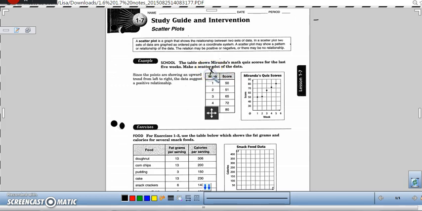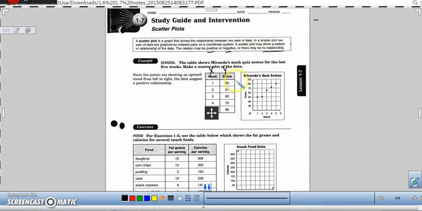And what should happen is the left side of a vertical table should be your x's, and the right side should be your y's. That's how it usually is. And on a horizontal table, you'll usually have the x on the top and the y on the bottom. A scatter plot can show a pattern or relationship in the data. It can be positive, negative, or no relationship.